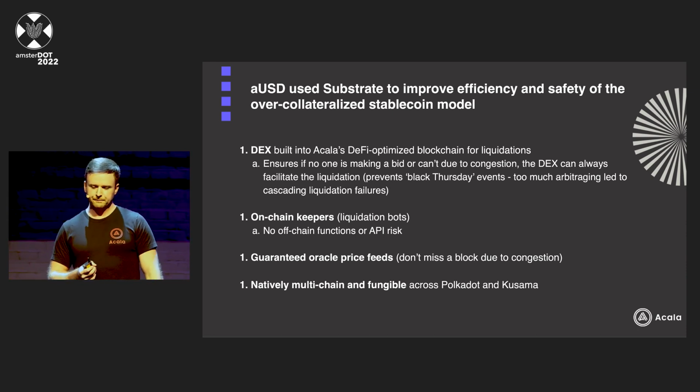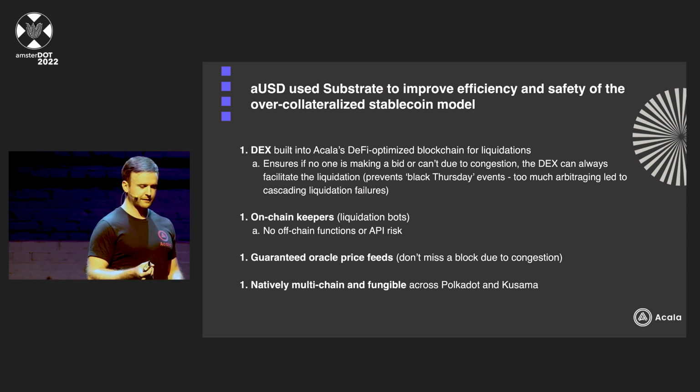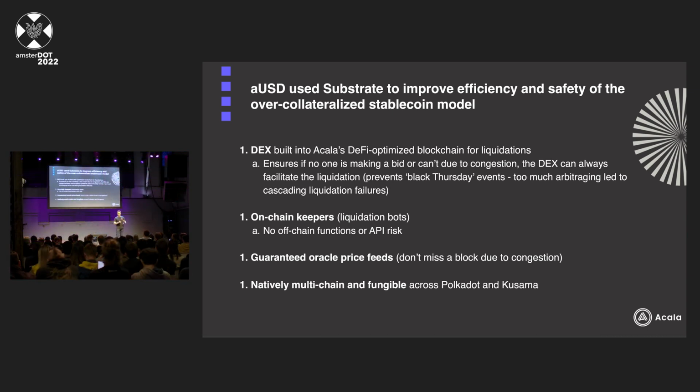And then number four, I already mentioned this, the aUSD, we've been able to make it fungible and natively multi-chain. So these vaults that we've talked about for the last 20 minutes can be opened on Karura on the Kusama side, and they can also be opened on the Polkadot side on Acala and seamlessly transfer back and forth.